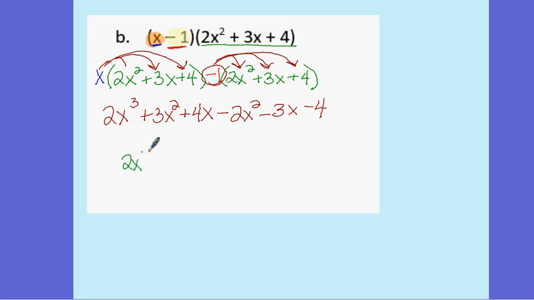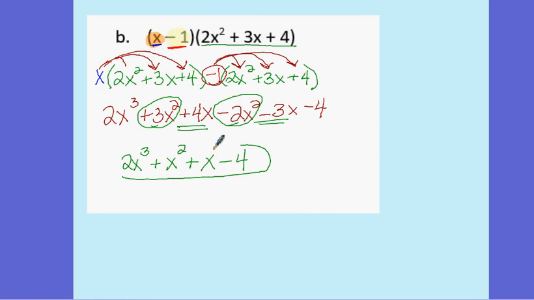2x cubed is my first term. 3x squared minus 2x squared means I have 1x squared. I have 4x minus 3x, I have 1x. And then my minus 4, the constant at the end. Here's our solution in standard form.